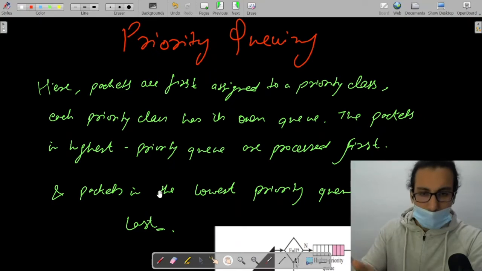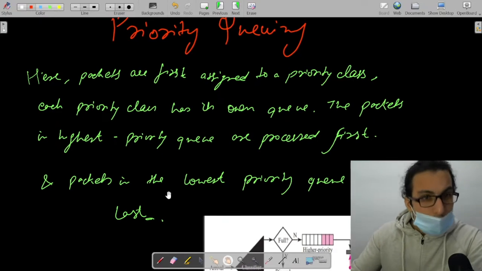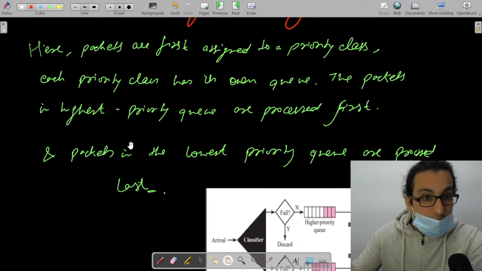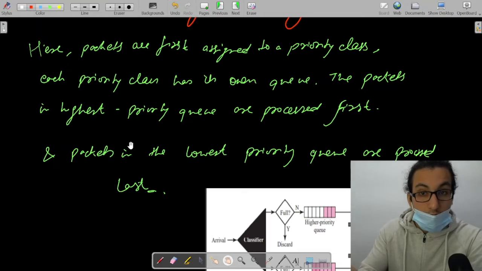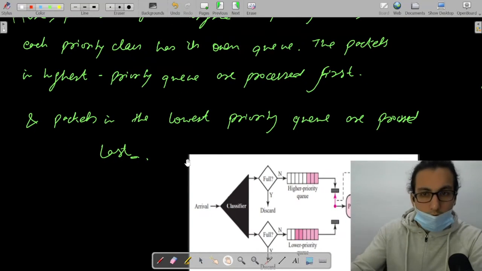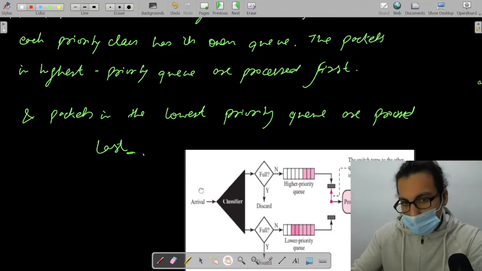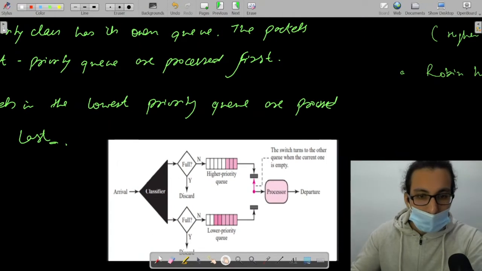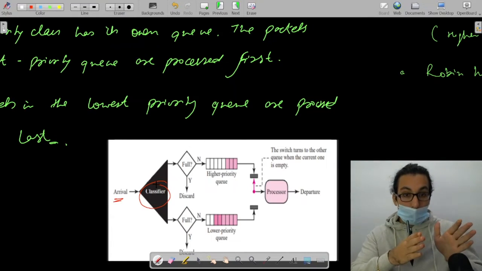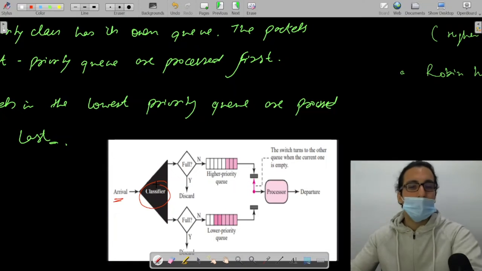Then we have priority queuing. By the name itself, we can see there's some priority in that. Here packets are first assigned to a priority class. Each priority class has its own queue, and the packets in the highest priority queue are processed first, and the packets in the lowest priority queue are processed last. Like we can see here, packets arrive, then there is a classifier. It classifies the packets into higher priority packets or lower priority packets.